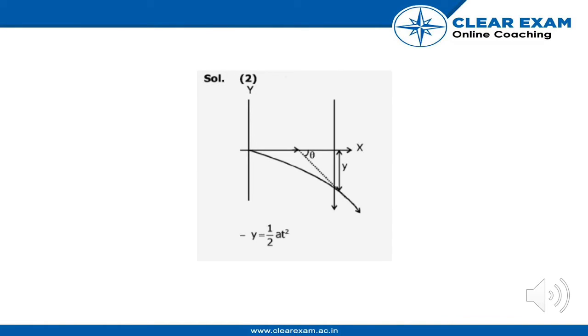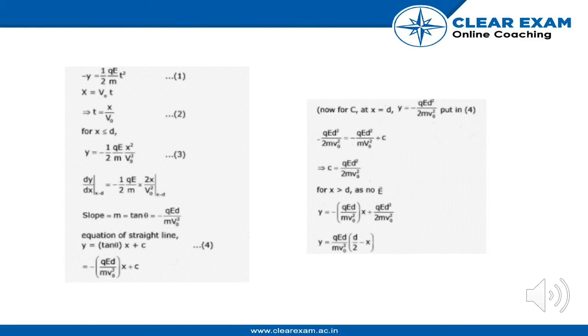Now this is the second part, which is the answer. From the figure given to us, we take this trajectory and mark that angle theta, and the distance between the x-axis and the trajectory is y. So minus y is equal to half a t square. We have minus y is equal to half qE upon m t square, and mark it as our first equation, and x is equal to v naught t.